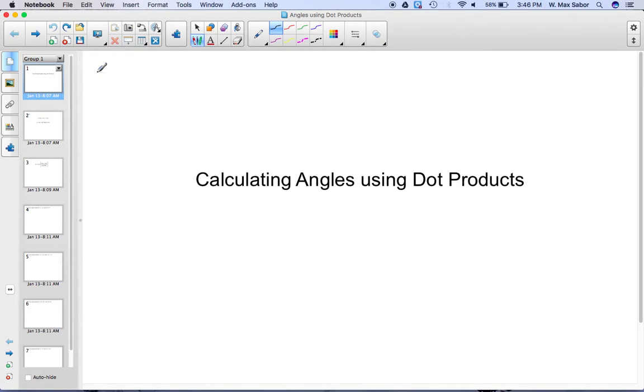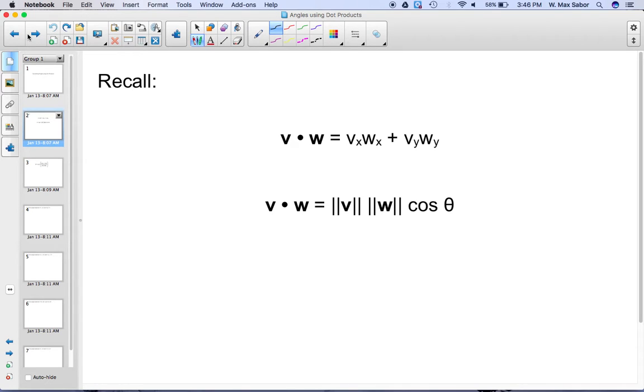How do we calculate angles using dot products? Well, remember that there are two definitions of dot product. We're multiplying the parallel components. We can multiply that out by multiplying the x components, multiplying the y components, and then adding them together. Or we can take the magnitude of v times the magnitude of w times the cosine of the angle between them.